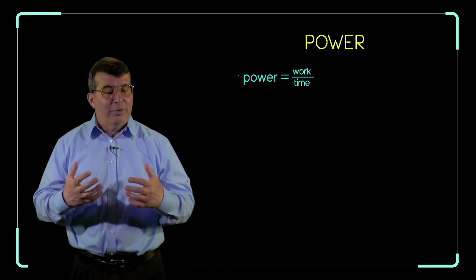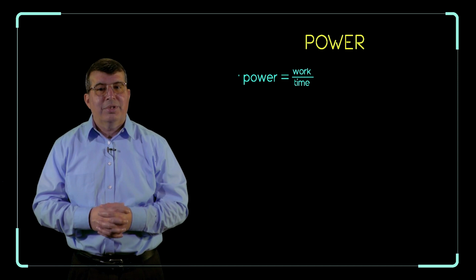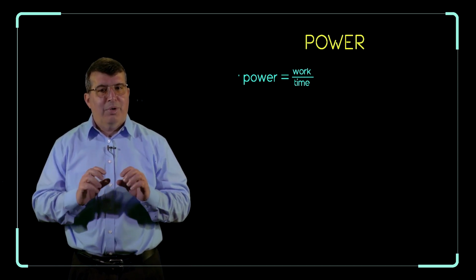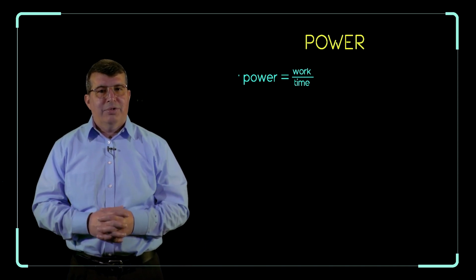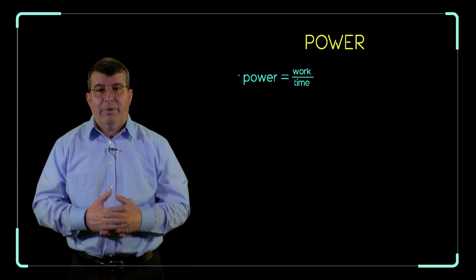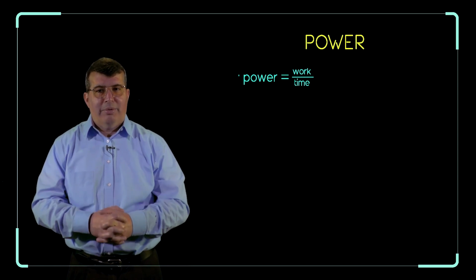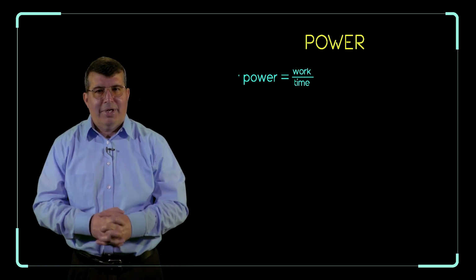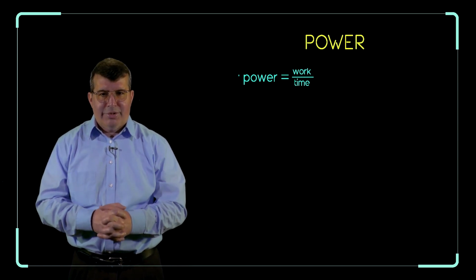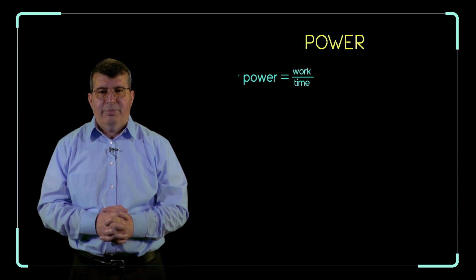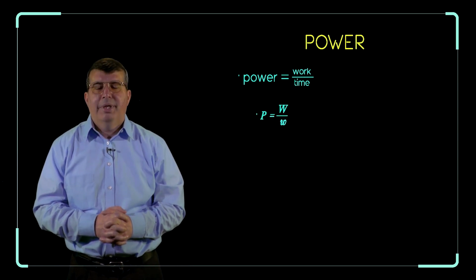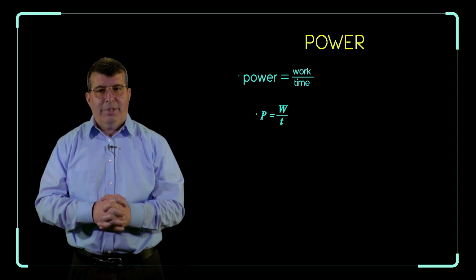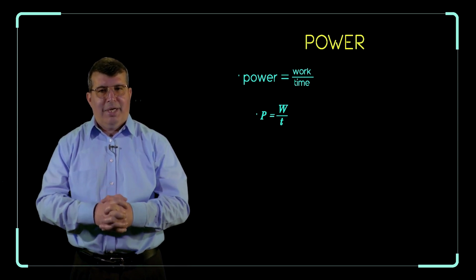Whereas for you doing it with your own muscles, you have to do the same amount of work, but a bigger time. So same numerator, bigger denominator gives you a smaller power. So that is the idea of power. Power is how much work you can do in a certain amount of time. And in our shorthand, we would write capital P for power equals capital W for work divided by time. So power is work divided by time.